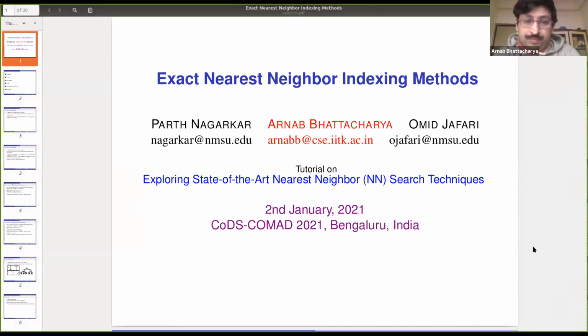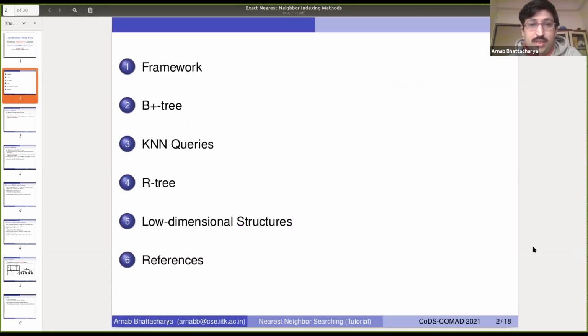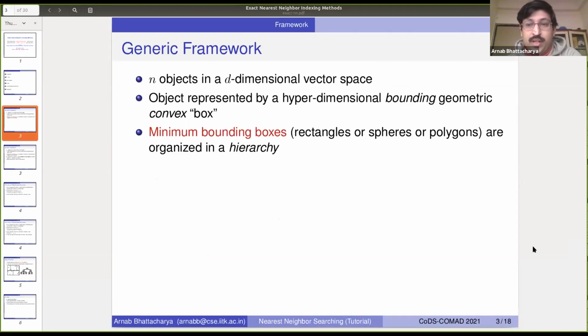All right. So thank you to the organizers, and thank you, Parth, for this wonderful introduction. So I will now go over some of these low dimensional nearest neighbor indexing methods. They are also exact in the sense that since they are in low dimensions, we can afford to find the exact nearest neighbor. We need not go for approximation. But let's just jump into it.